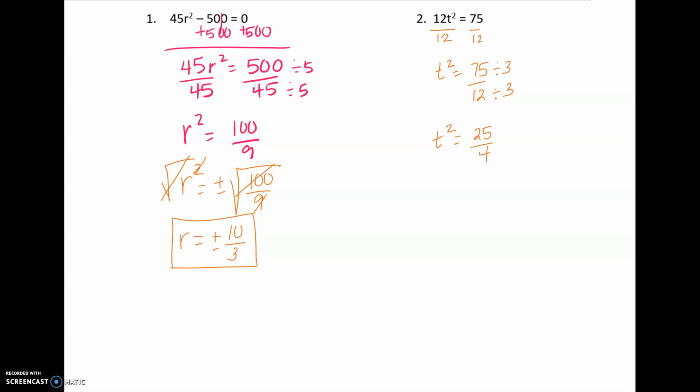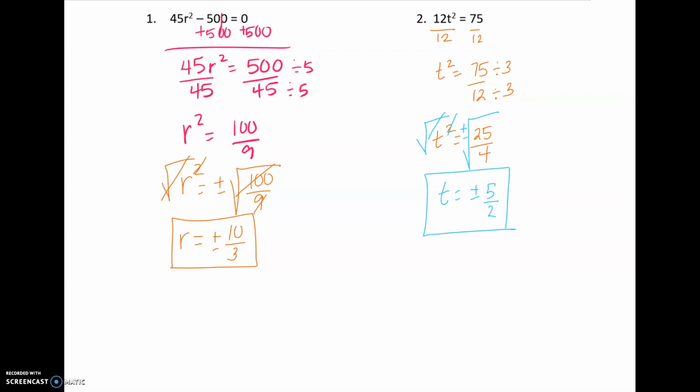But I don't want t squared. I want just t. To undo something squared, I take the square root. When I take the square root, it becomes plus or minus. When I take the square root of something squared, it just becomes t. And then when I take the square root of 25, I get 5, and the square root of 4 is 2. So I get t can equal positive or negative 5/2.